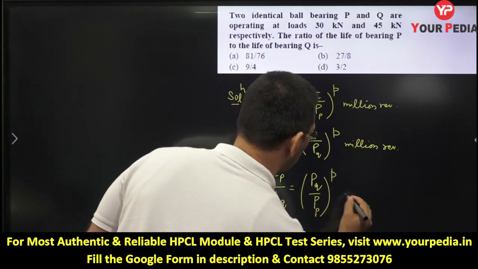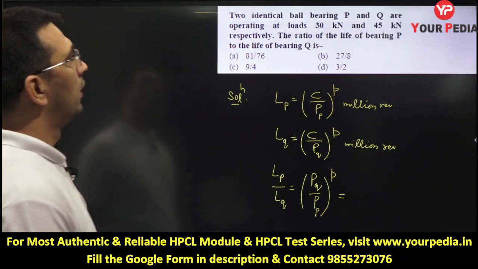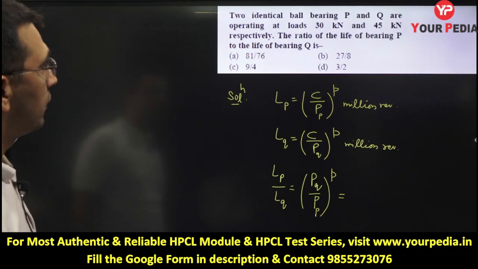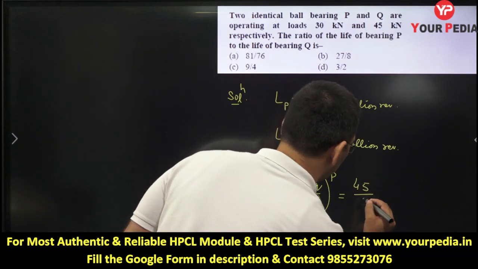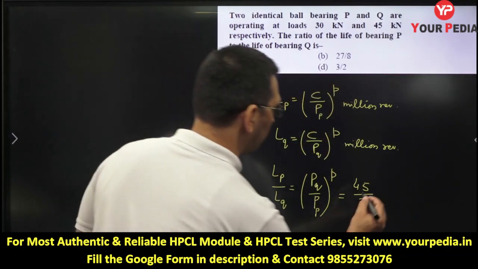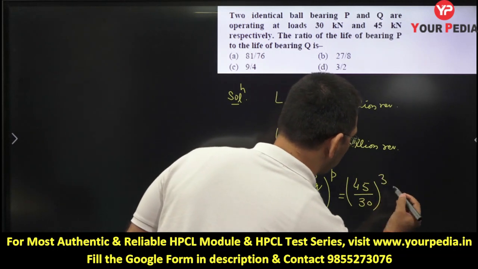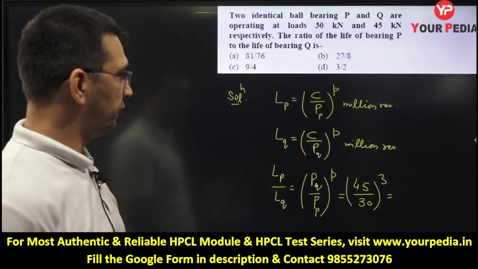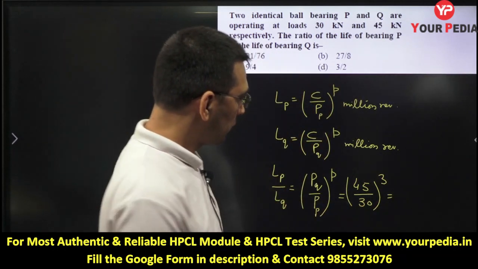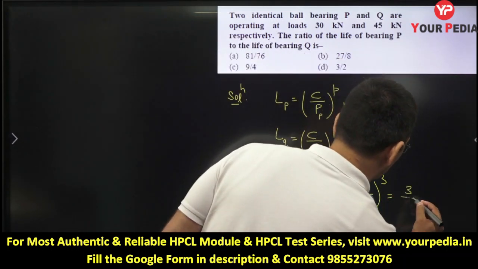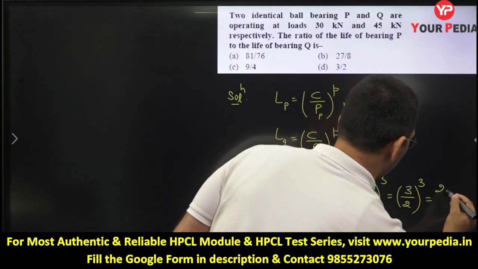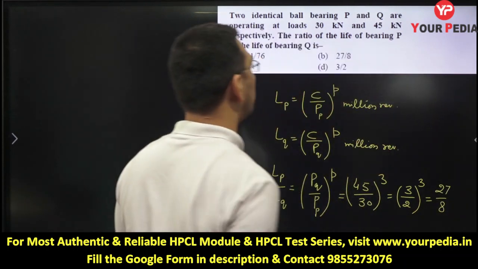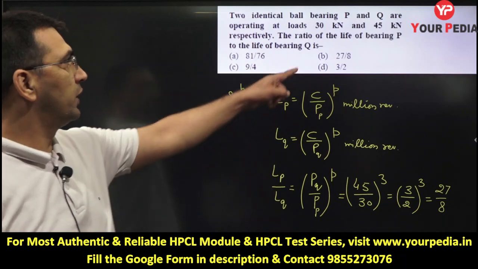raised to power p, and since this is a ball bearing, p is 3. PQ is 45 and PP is 30 kilonewton, so you can just take 15 out. It becomes 3 by 2, cubed, so 27 by 8. So this becomes your answer. That is, B is going to be the answer.